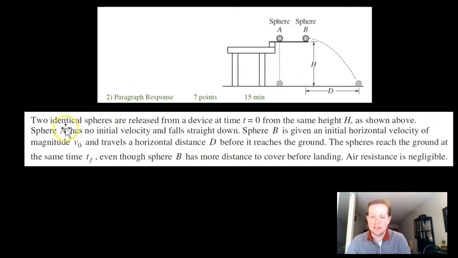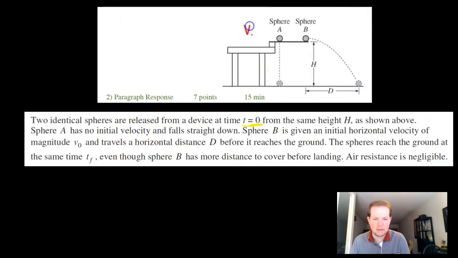Okay, question 2. It says, 2 identical spheres are released from a device at t equals 0 from the same height h as shown above. Okay, so I have this picture here. There's that h. Looks like I have these 2 balls, 2 spheres, sitting on some kind of ledge. It says they're released from the device at t equals 0, the same height. So they're both released at the same time, all right, and they have the same height, and they're going to, looks like, fall to the ground, fall to the floor. Sphere A has no initial velocity and falls straight down. Okay, that matches this picture.